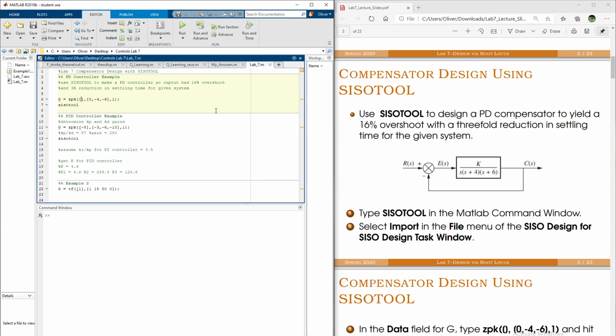So we have no zeros. We don't have a zero of value 0. We actually have no zeros because there's no s in the numerator. In the denominator, we have our poles, 0, -4, -6, quite clearly, and then we have 1 loop gain, that's K. Great, so let's run this.